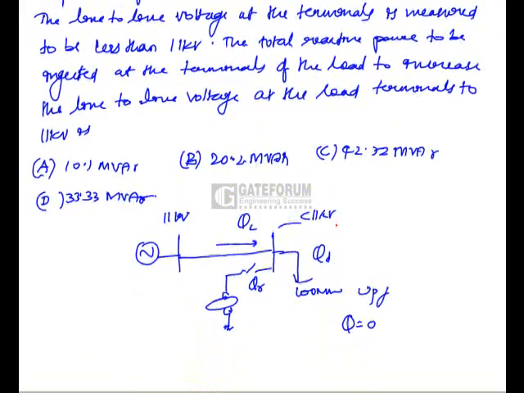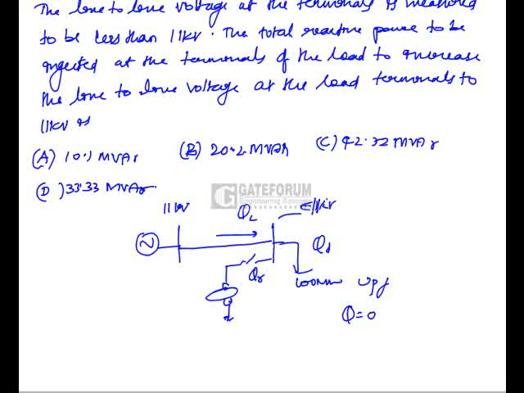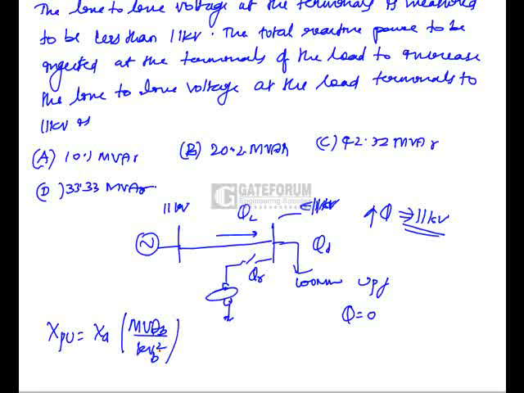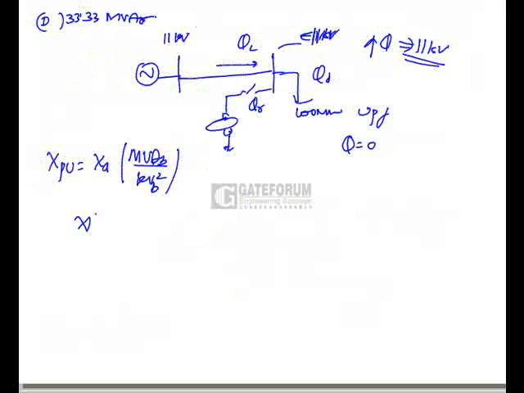If the voltage is less than 11 kilovolts at the load terminals, that means we have to inject reactive power Q to maintain the voltage at 11 kilovolts as earlier. So what is the injected reactive power he is asking? X per unit is equal to X actual into MVA base by kV base whole square. So X actual is equal to 0.2 into 11 square by 100, which is equal to 0.242 ohms.